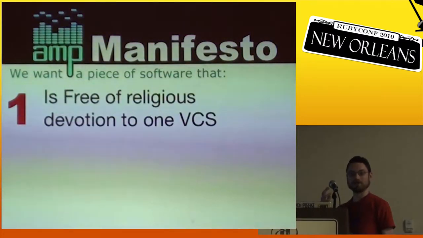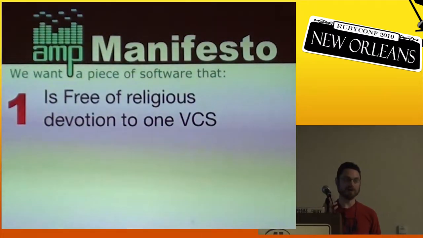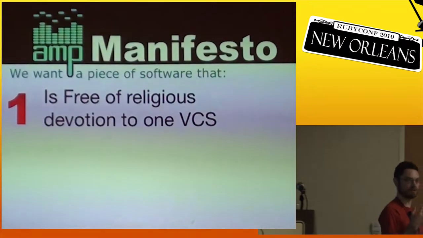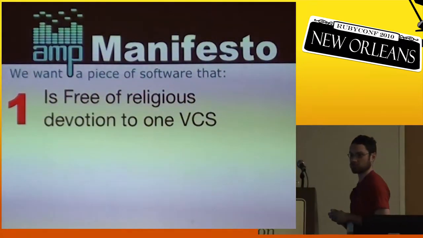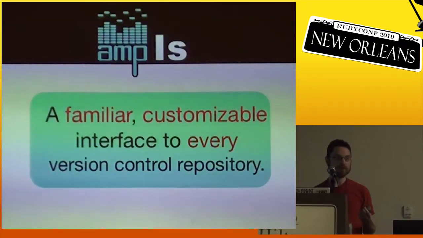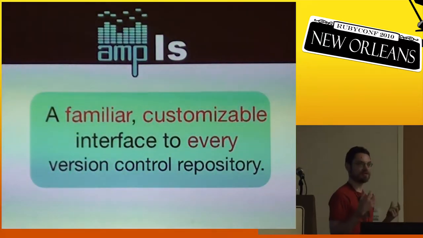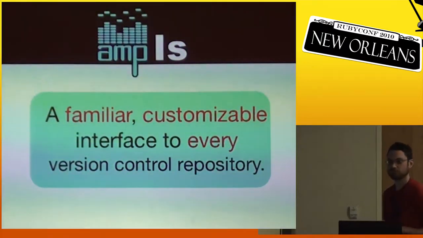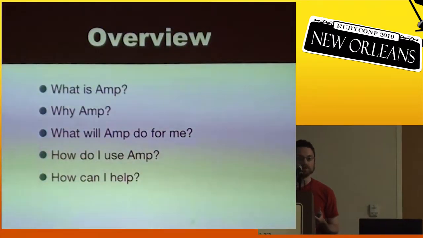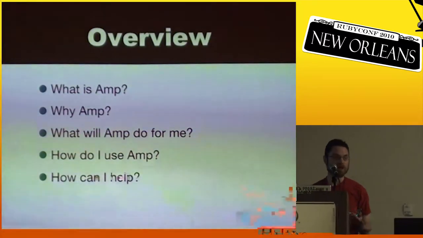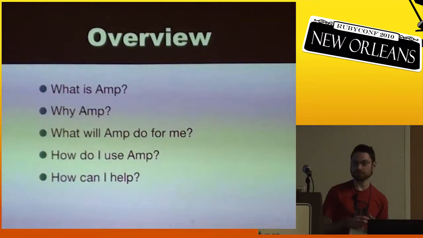We're going to talk this morning about freedom. We want to be free from being stuck on one version control system or only knowing how to easily use one version control system. AMP wants to be a familiar, customizable interface to every version control system. I'm going to describe what AMP is, why AMP matters, what AMP will do for you, how to use it, and how you can help.